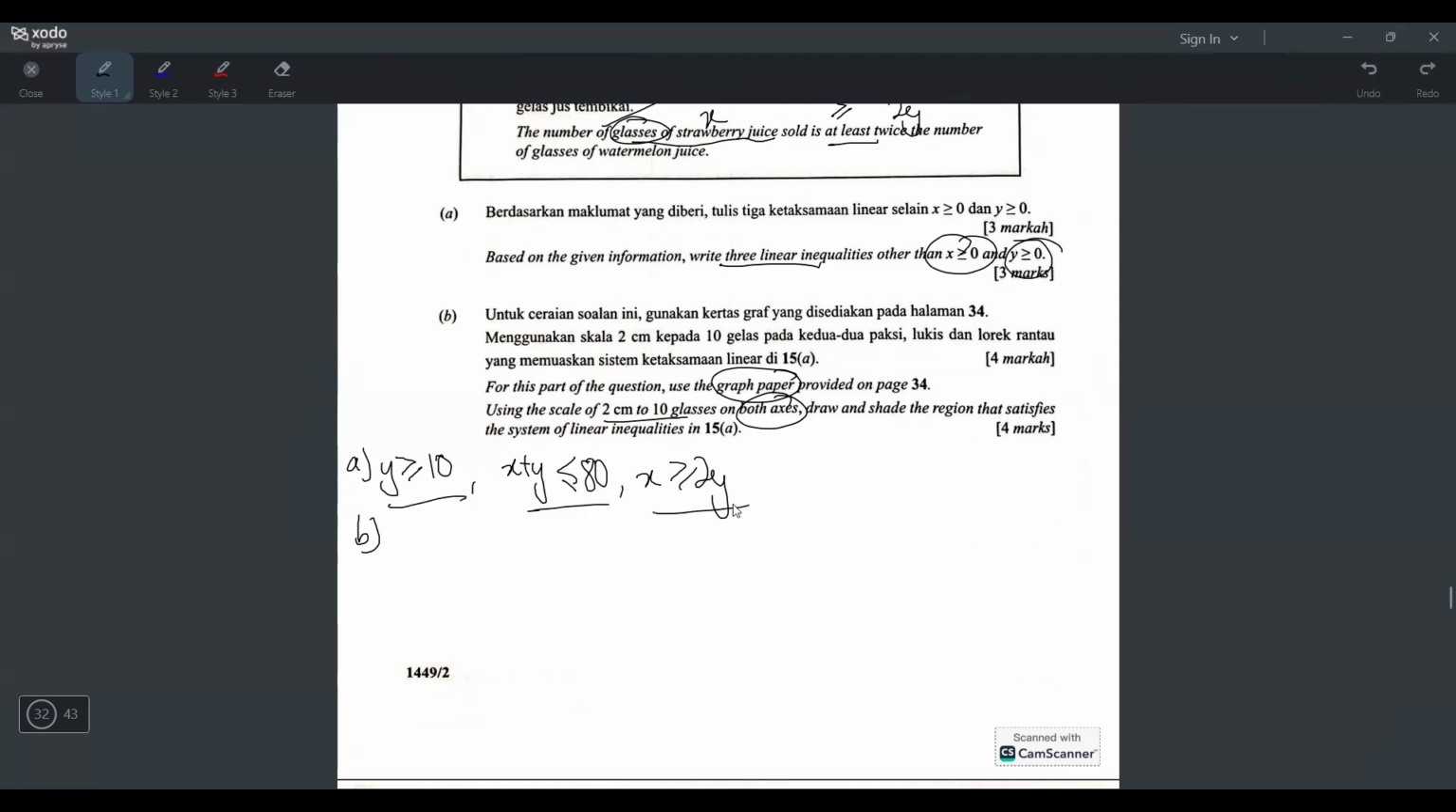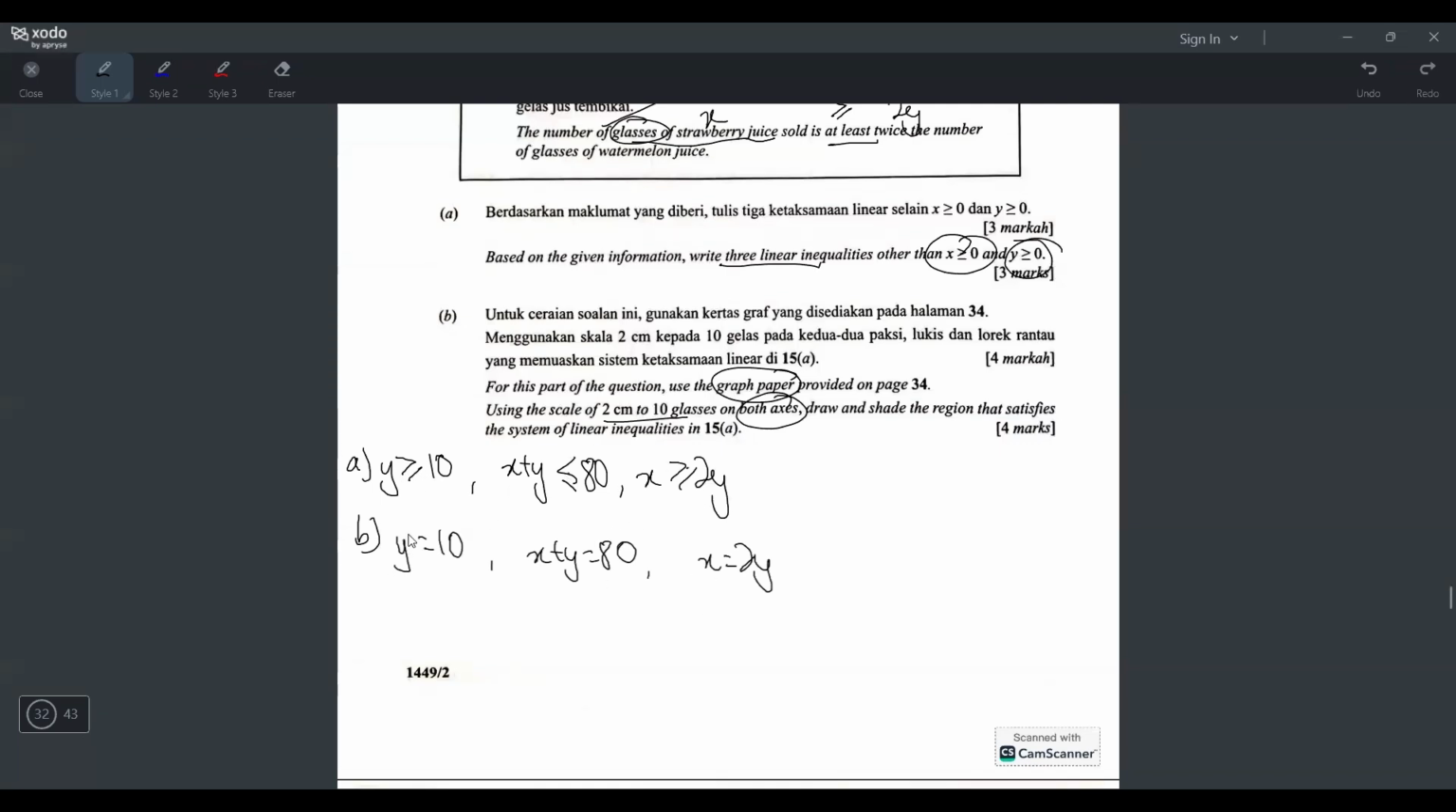You need to draw these 3 lines. So when you're doing this chapter, linear inequalities, when they ask you to draw graph, you should always cari point dulu. So the first line you need to draw is y equals 10. The second line is x plus y equals 80. The third line you need to draw is x equals 2y. Okay, what I'm doing basically is I'm just changing all this smaller, bigger, I just change it to equal, right?